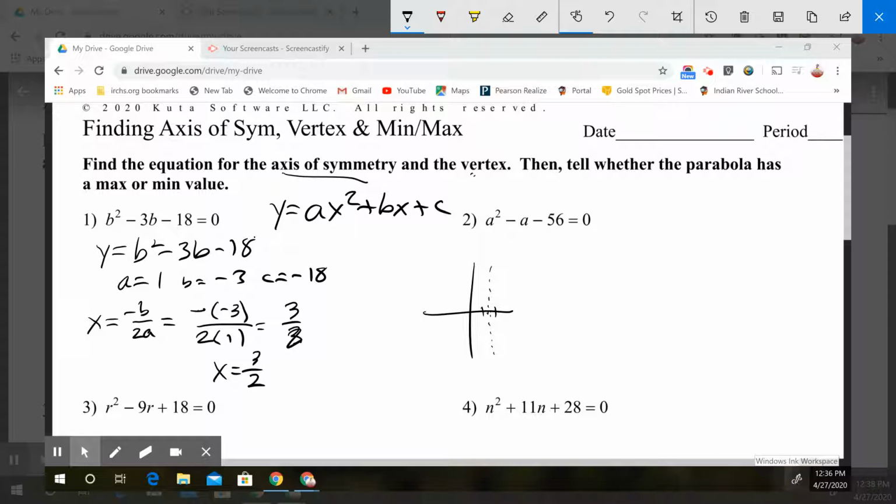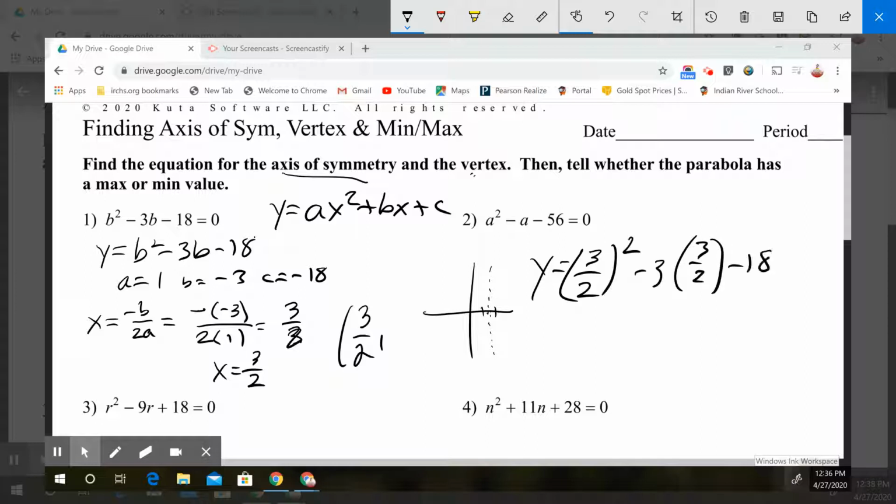The second step is the vertex. Now, we know that the x value is always equal to whatever the axis of symmetry's value is. So in this case, it's 3 over 2. But now we've got to plug 3 over 2 back into this equation to find the y value, okay? Using a lot of space here. Y is equal to 3 over 2 squared minus 3 times 3 over 2 minus 18, all right?